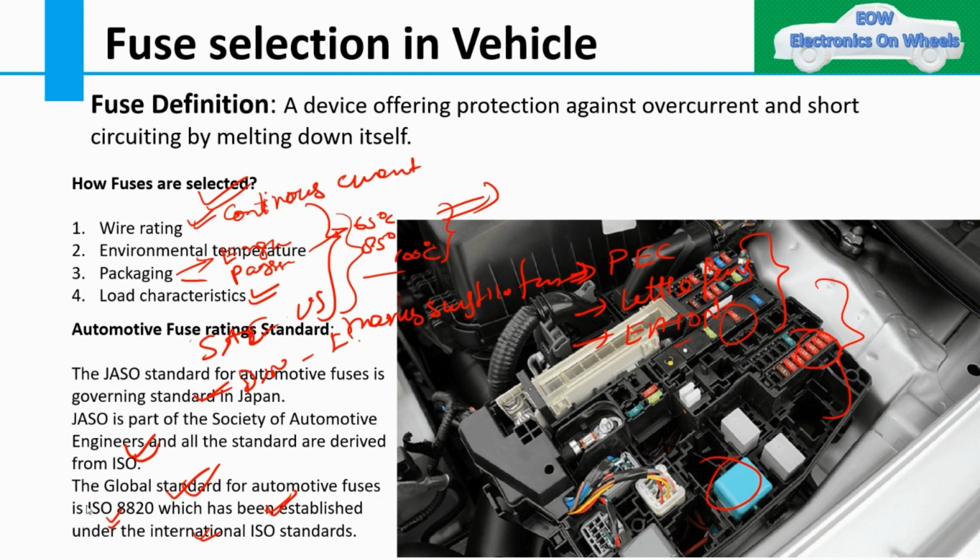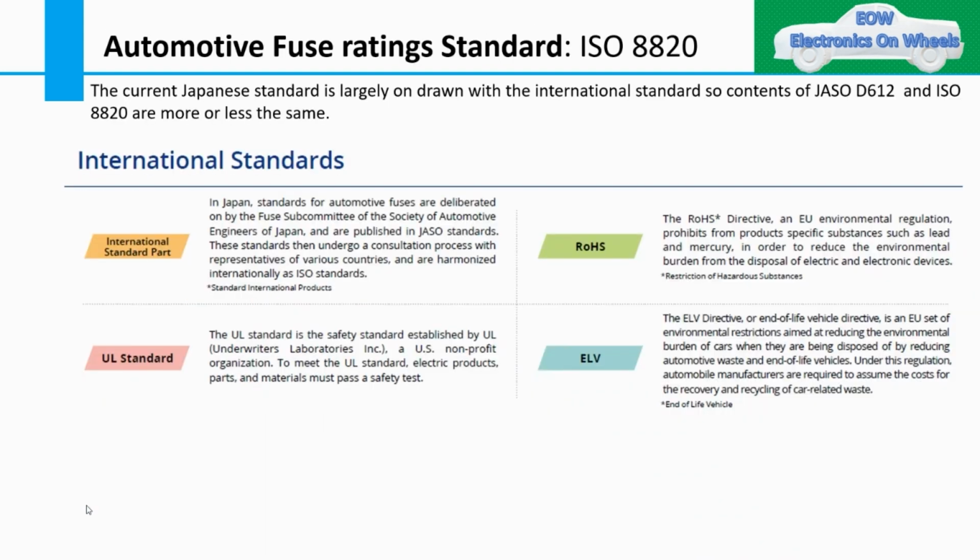Then in JASO, what is the derived standard? So JASO D612 is the derived standard from ISO 8820, which is used for the fuse selection. Similarly, in the USA, we are using SAE J7022, if I am not wrong, for the fuse selection. So these are the standards which are derived from the ISO 8820.